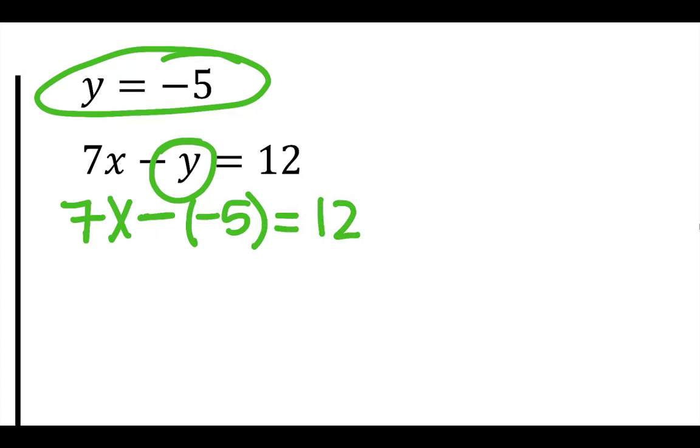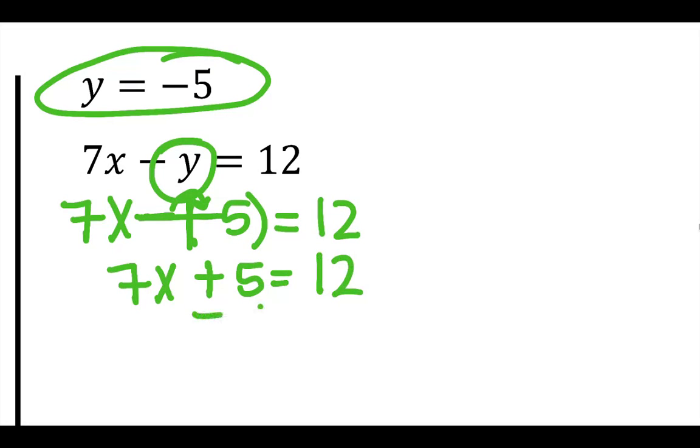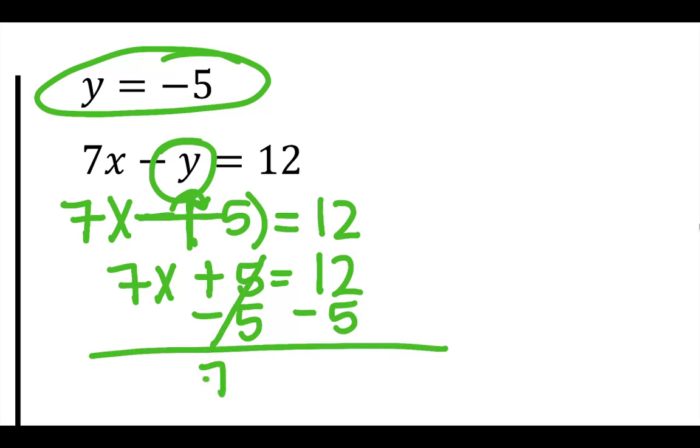That's kind of where it gets confusing, and that's why I say every time you plug something in, use those parentheses to keep track of what's happening. So then I go to solve. I've got this negative times a -5, or minus a -5, which really just makes this a plus. So I've got 7x plus 5 equals 12. I need to get x all by itself, so this 5 has got to go. It can't stay on the x side. I've got to move it by subtracting, so I'm left with 7x equals 7.